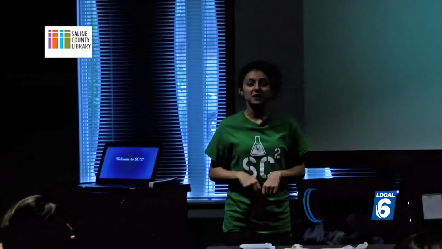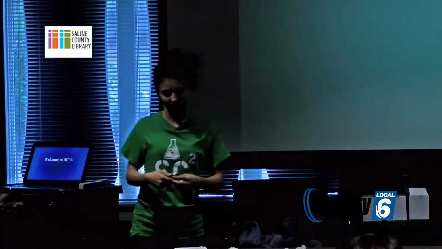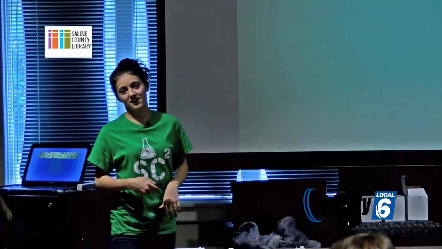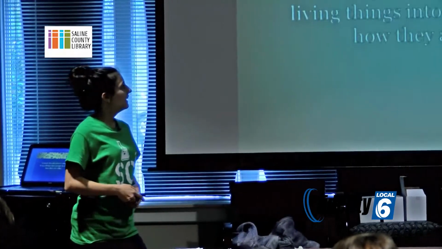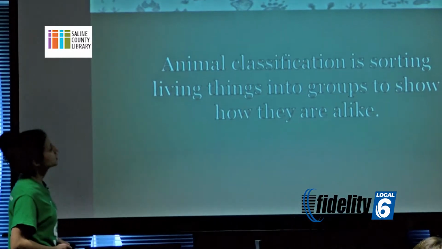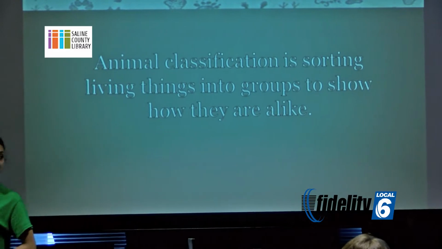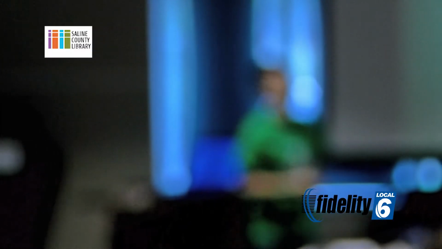Today we are going to learn about animal classification. So let's take a look. What is animal classification? It is the sorting of living things into groups to show how they are alike. So how do we classify animals?